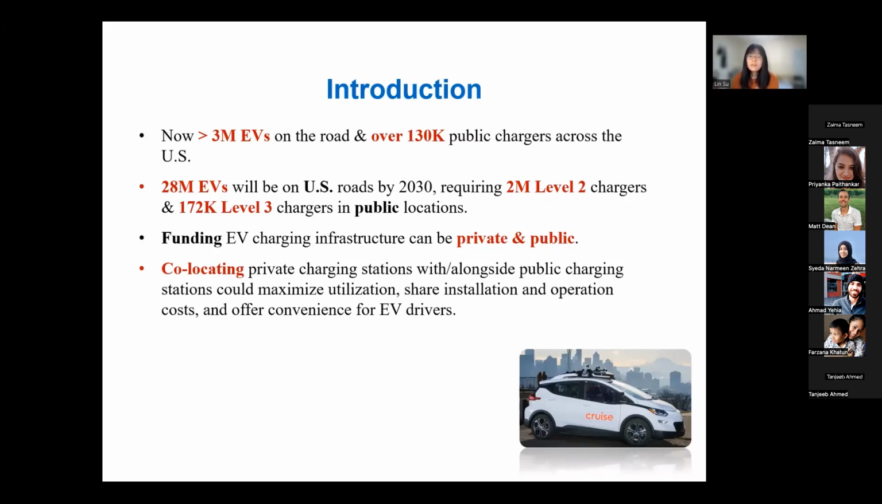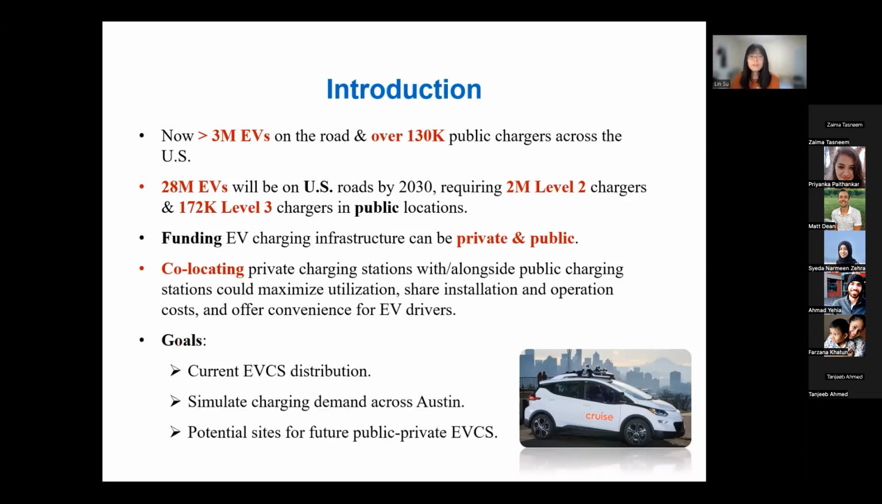Many researchers suggested that funding EV charging infrastructure can be private and public, given EV charging infrastructure shares some good characteristics similar to public infrastructure. In addition, private EV fleets may do well to share sites with public chargers. Co-locating private charging stations with or alongside public charging stations could maximize utilization, share installation and operation costs, and offer convenience for EV drivers. In this study, the city of Austin is used as study area. Our objective is to explore current EV charging station distribution, simulate charging demand across Austin, and analyze potential sites for future public-private EV charging stations.